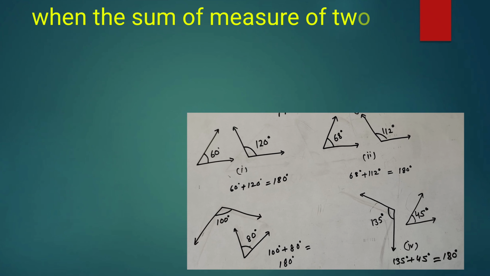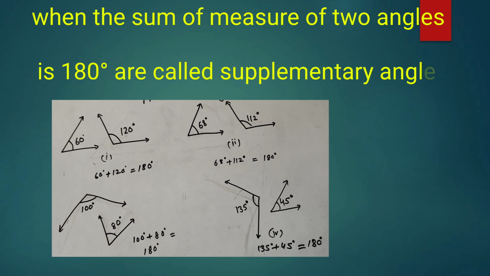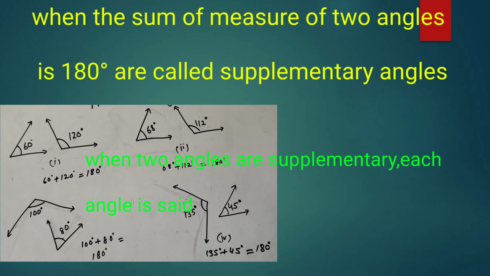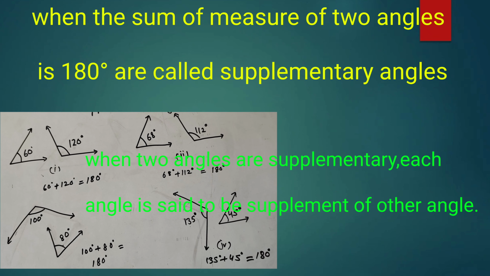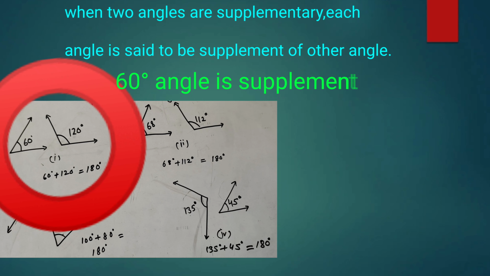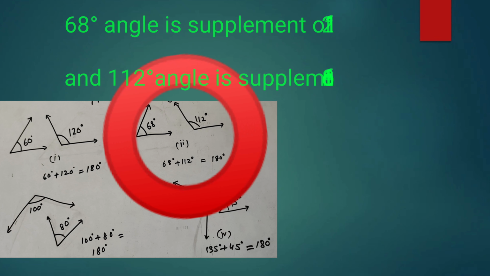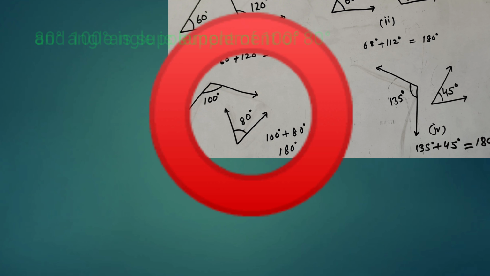When the sum of measure of two angles is 180 degrees, they are called supplementary angles. When two angles are supplementary, each angle is said to be the supplement of the other angle. For example, in this, 60 degree angle is supplement of 120 degrees and 120 degree angle is supplement of 60 degrees. In this, 68 degree angle is supplement of 112 degrees and 112 degree angle is supplement of 68 degrees.